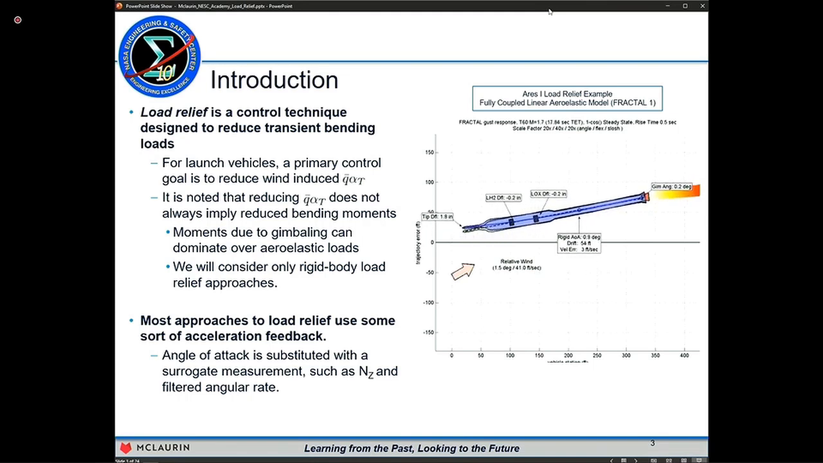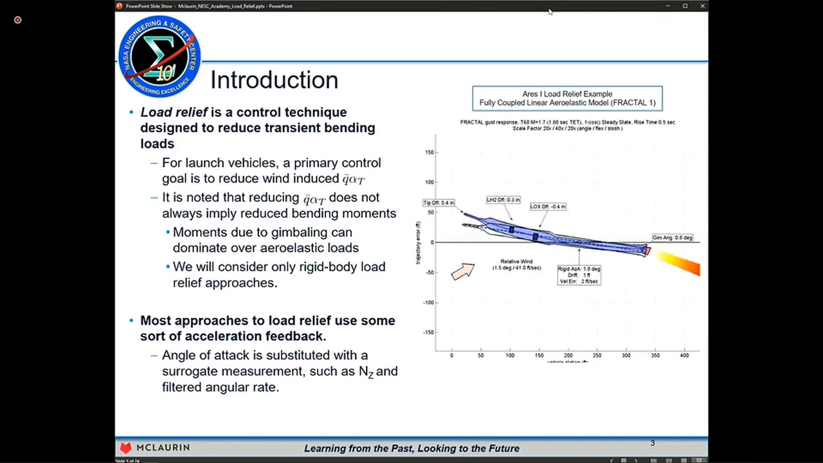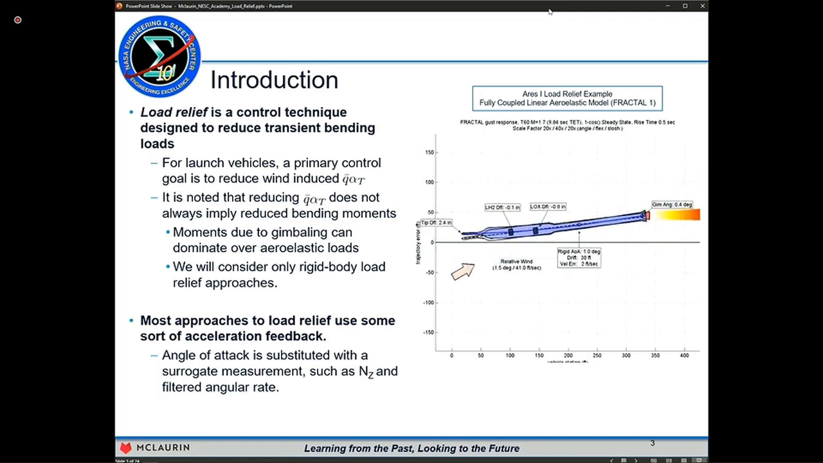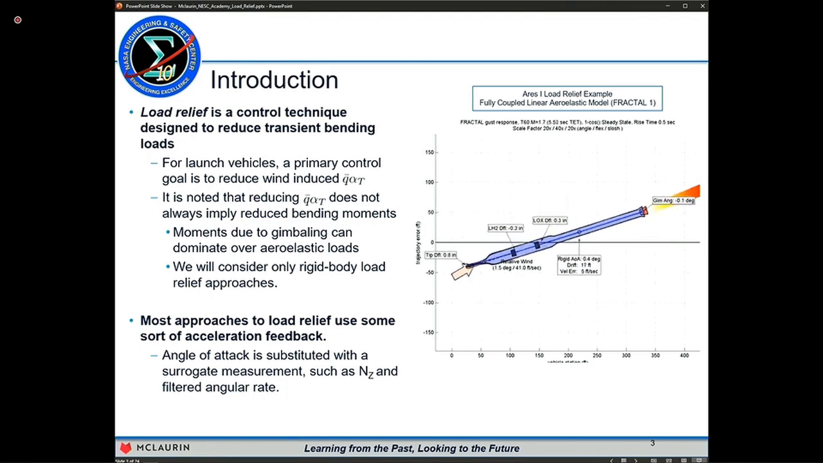But for the purposes of this introductory discussion, we're going to talk only about rigid body load relief approaches. We're not going to go into a lot of detail in terms of deriving various forms of load relief. We'll talk about conceptually how they work and show some examples architecturally from different launch vehicle programs. So most approaches to load relief use some sort of acceleration feedback.